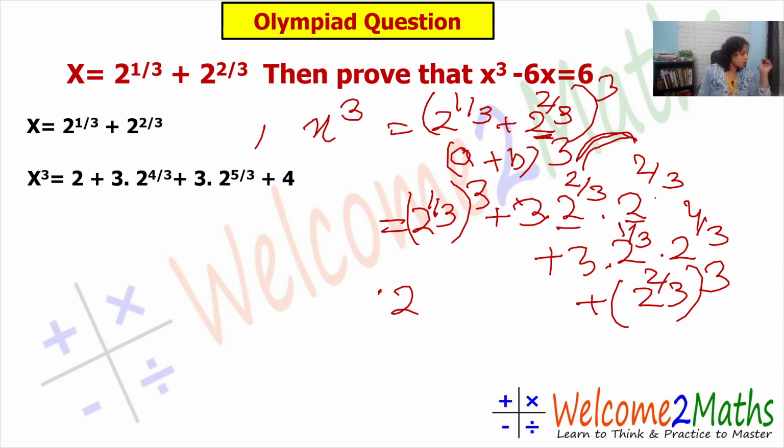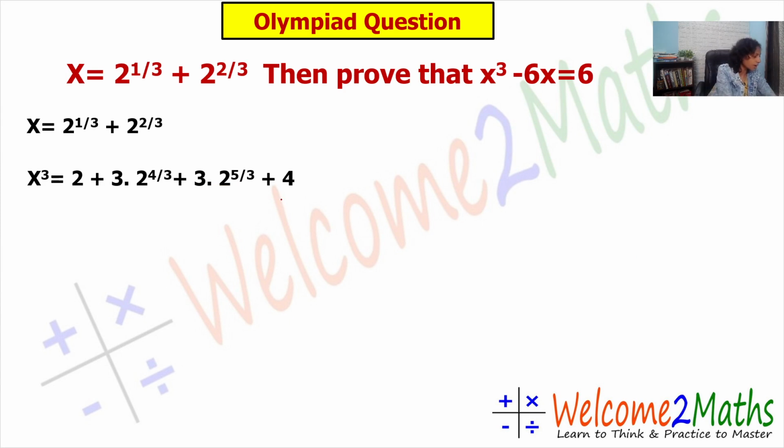So that means we got 2 plus 3 into 2 to the power 4/3 in the first product, and here we get 4/3 plus 1/3, which is 5/3. So here is 3 into 2 to the power 5/3, and the last term is 2 to the power 2/3 whole cube, which is 2 square, that means 4. So we got this. Now we have two whole numbers and some power terms. Let's add the whole numbers 4 and 2, and that is 6. So 6 plus the rest of the terms, which we write as they are.